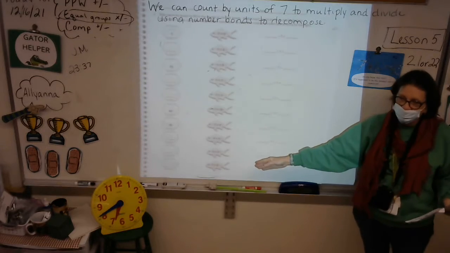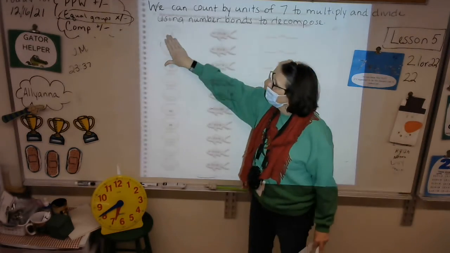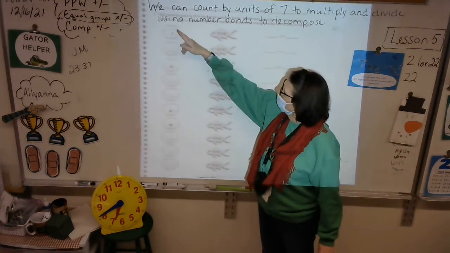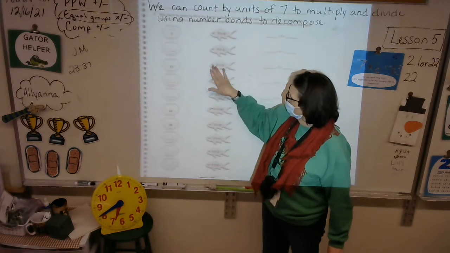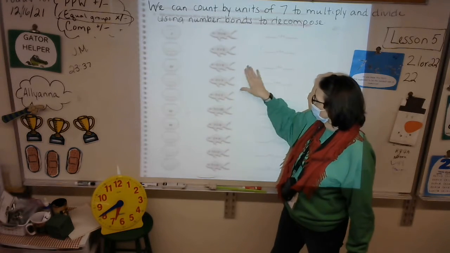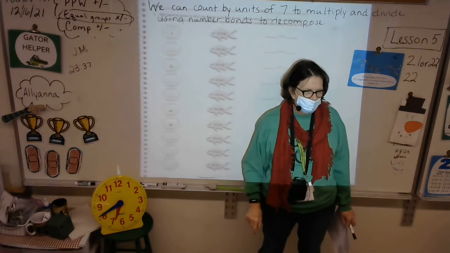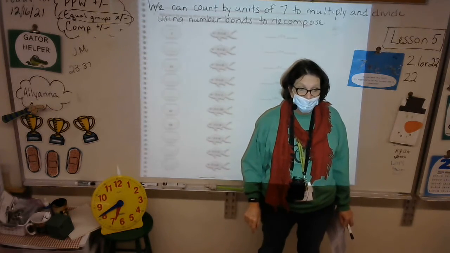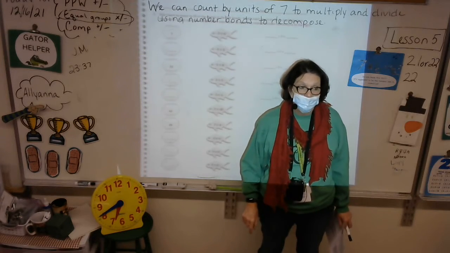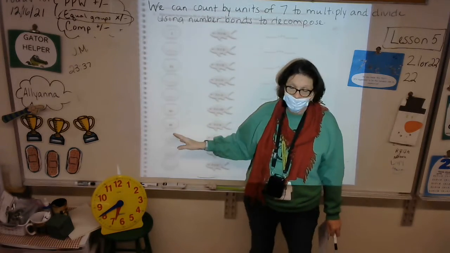So after we fill in our multiples of 7, by the way, what can we call all the things in the fish bowls? What are those called? Who knows? Let's work on our math vocabulary. They are called the products. Very good. So these are the products.